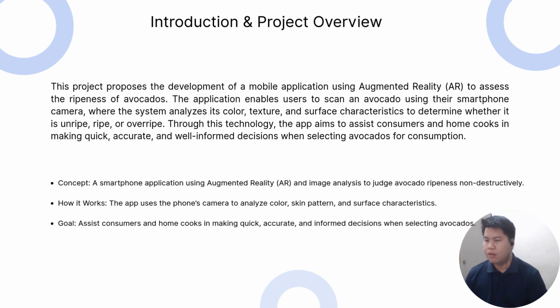for consumption. So the concept is a smartphone application using AR image analysis to judge avocado ripeness non-destructively. How it works: the app uses the phone camera to analyze color, skin pattern, and surface character, and the goal is to assist consumers and home cooks in making quick, accurate, and informed decisions when selecting avocados.